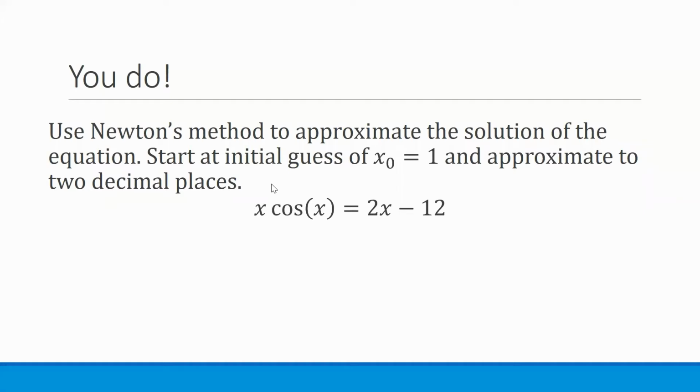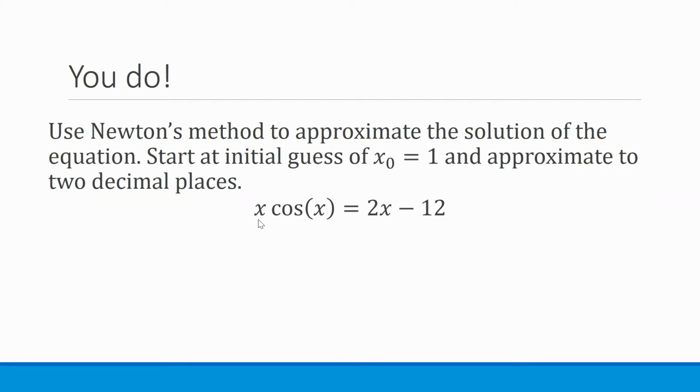If you didn't try this example, please go ahead and push pause and try this example on your own. If you have got an answer, this video will show you how to accomplish that.